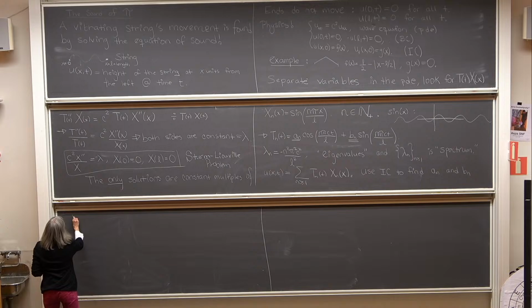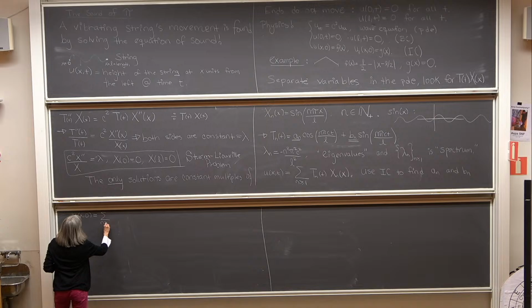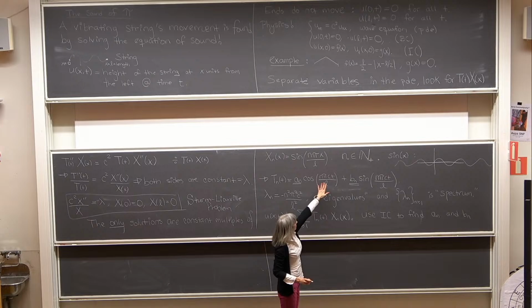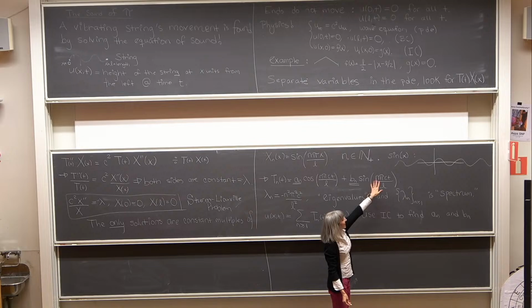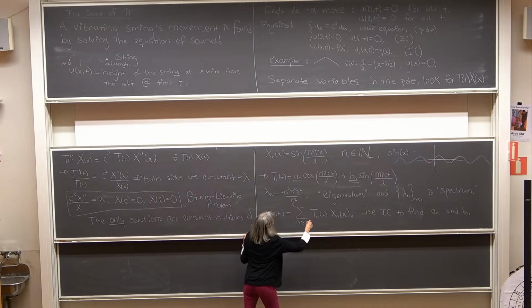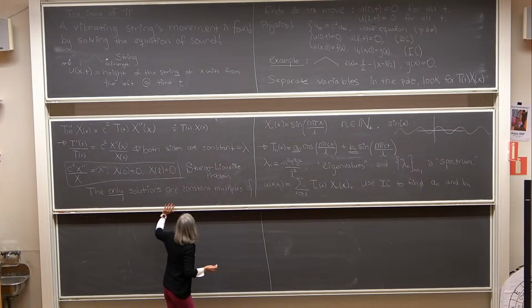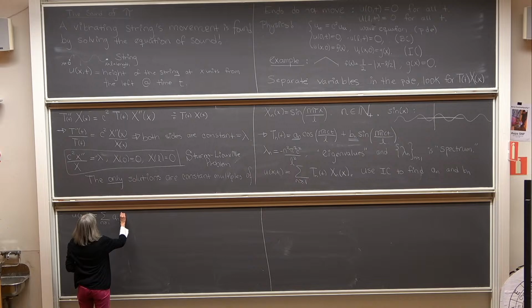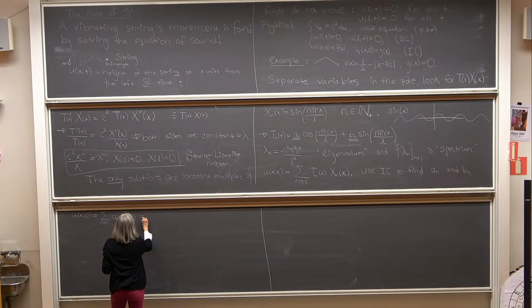At t equals 0, we get, what's the cosine of 0? 1. Yes. What is sine of 0? 0. So in this T function, we get just a_n, because we get a_n multiplied by 1 and the other term is 0. So I get a_n times these functions X_n, and that's supposed to be equal to this function f.